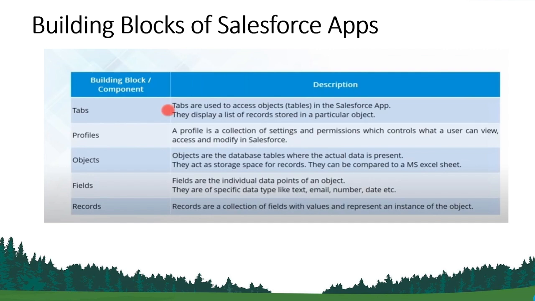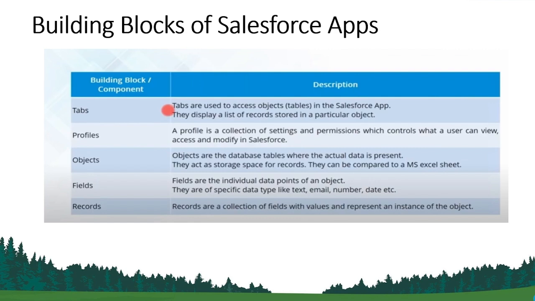We have the third thing, that is objects. Objects are the tables. You can also call them entities. These are the database tables where you are placing certain information relating to that particular object. So the objects are acting as a storage area for the records. When you are talking about an MS Excel sheet, we give names to certain columns, and those are referred to as the objects. So it is very much similar to an MS Excel sheet, but the functionalities are different.